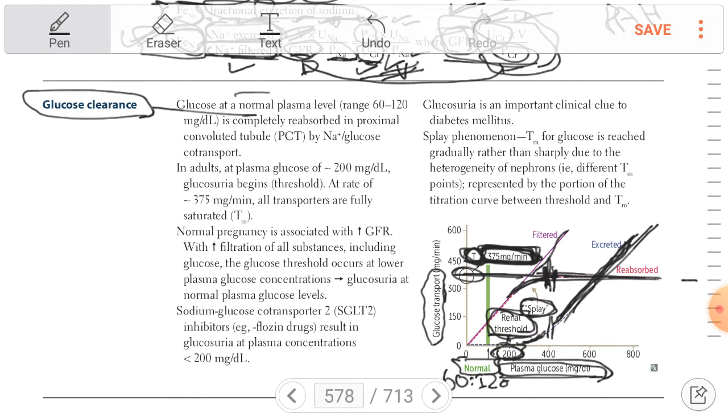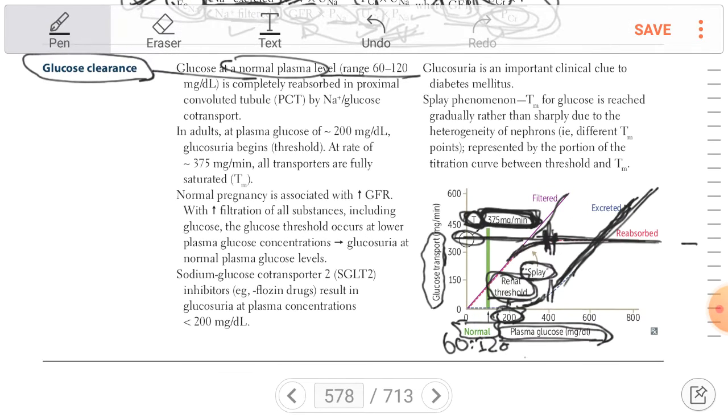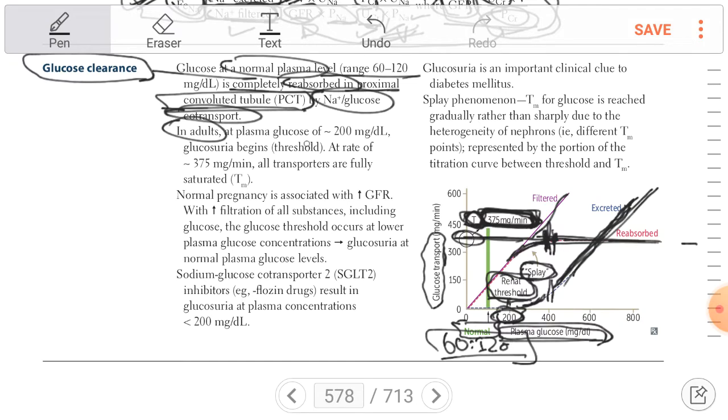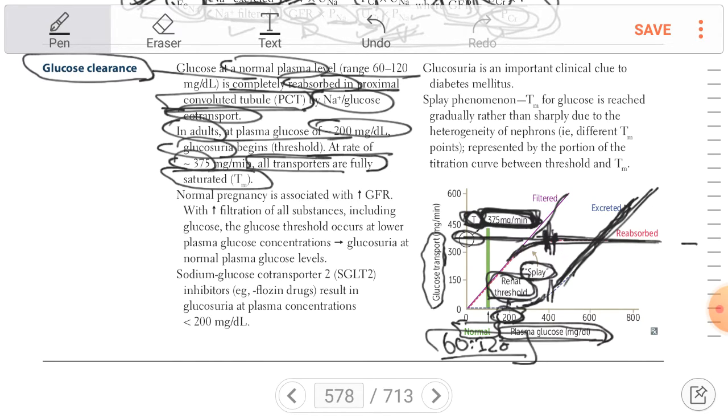So glucose at normal plasma level, from what? From 60 to 120. So it's completely reabsorbed in the proximal convoluted tubule by sodium glucose co-transporter. So all will be reabsorbed by sodium glucose co-transporter in the proximal convoluted tubule. Then in adults at plasma glucose nearly 200, glucosuria will begin, the renal threshold. But the rate of 375 is the TM. All transporters are saturated at the point of what? 375. So all glucose will not be reabsorbed. All glucose will go to the urine.